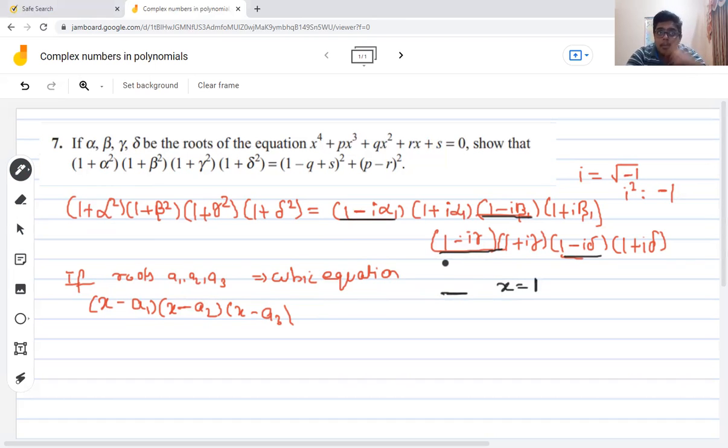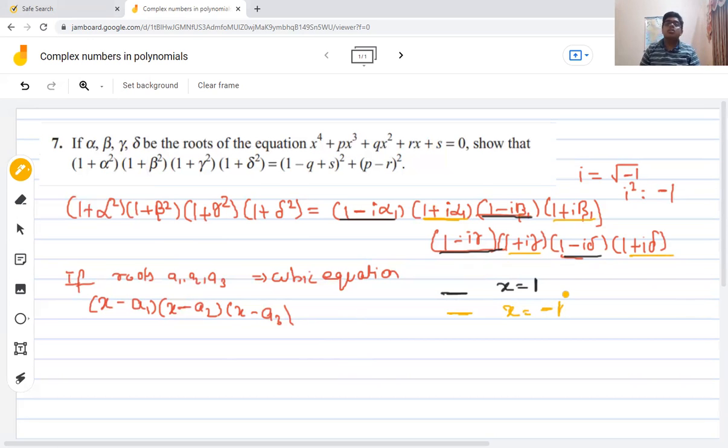Now, how do I get the 1 plus? Maybe you can guess, we'll put x equals minus 1. So if we put x equals minus 1, we get (-1 - a1)(-1 - a2)(-1 - a3). Then we can take the minus as common. So if I use another color here, how will we get these yellow ones? By putting x equals minus 1.